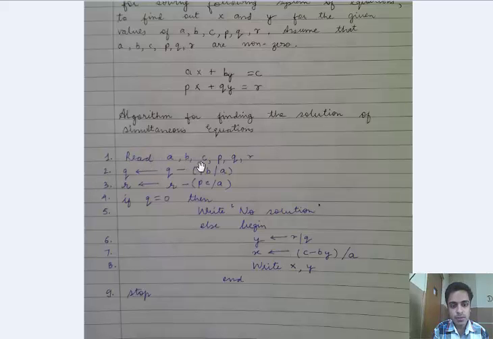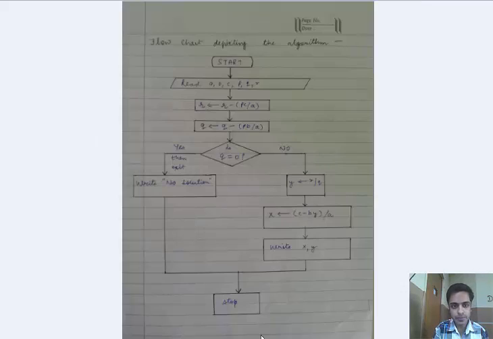First, read a, b, c, p, q, r. Then store the value of q minus pb by a in the variable q itself, and the value of r minus pc by a in the variable r again. If q is equal to 0, then write no solution, else begin. Store the value of r by q in y, and then x will be (c minus by) divided by a. Write the values of x and y, end, and finally stop.